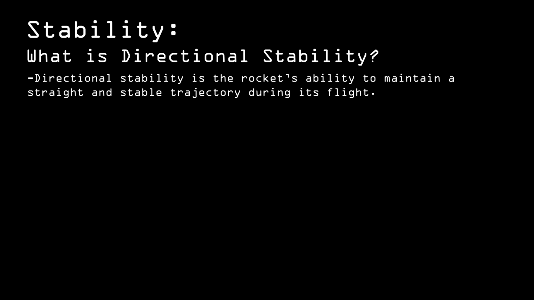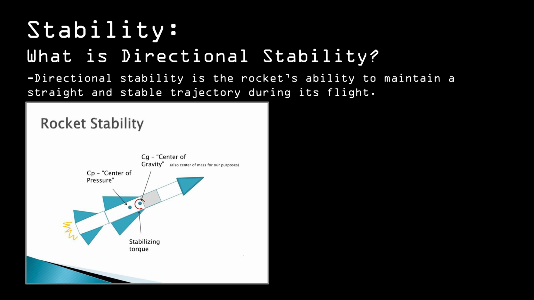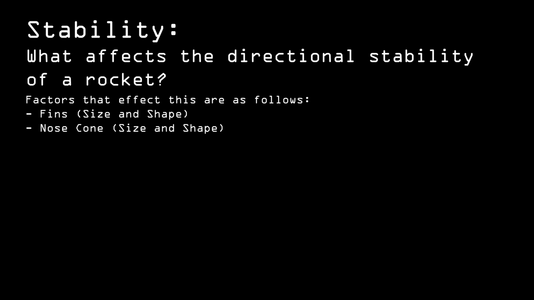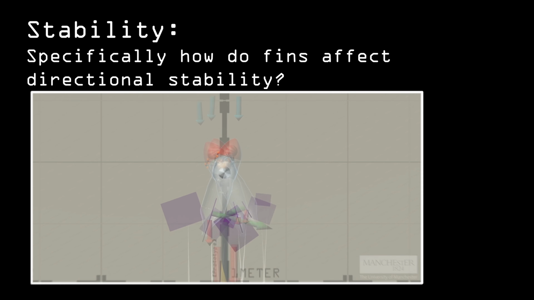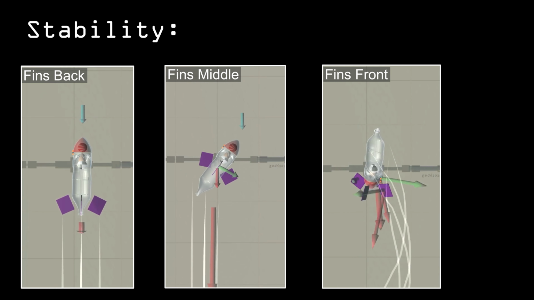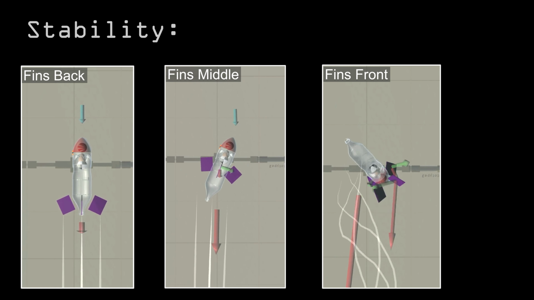Directional stability is a rocket's ability to maintain a straight and stable trajectory during its flight by tending to move back to its original direction when influenced by outside factors such as wind. This can be affected by factors such as fin size and shape, nose cone, overall shape, weight distribution, and the parachute system used. Specifically, larger fins provide more drag, which moves the centre of pressure further away from the centre of gravity, making it more stable but slower than smaller fins. This is only the case when the fins are placed at the back, behind the centre of gravity and near the nozzle.